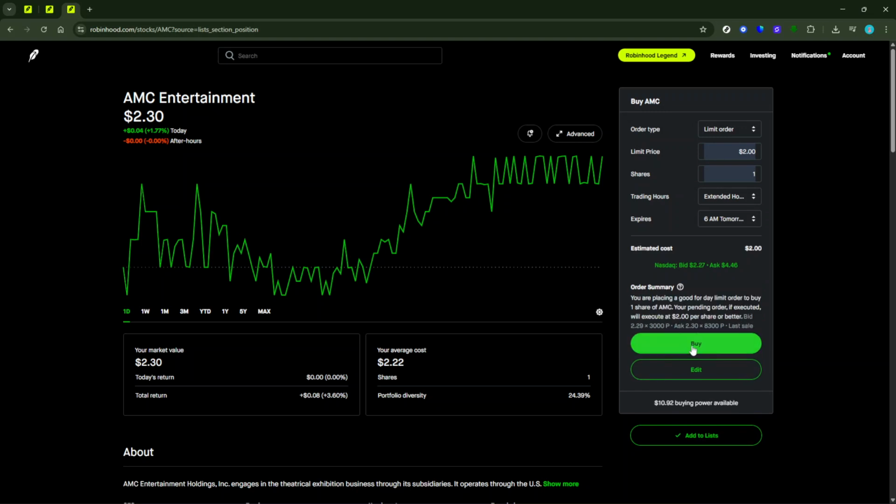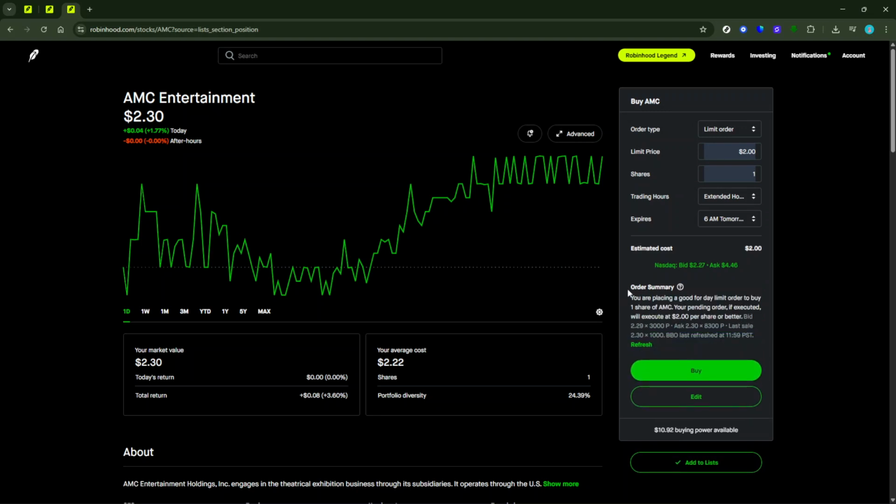Trading during extended hours on Robinhood can help you react to news and market moves outside the normal session. But always keep in mind that extended hours trading can involve higher volatility and wider spreads. Make sure to double check your order details before submitting, and happy trading.